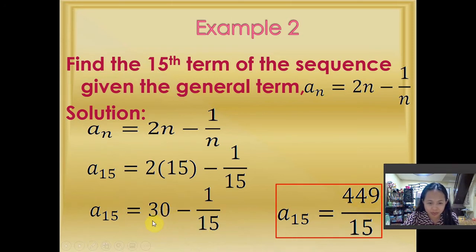This 30 here has a denominator 1. So this will be 15 times 30, it's 450. Minus 1, because 1 times 1, that's 1. So minus 1 is 449 over, multiply the denominators. We have here denominator 1 and we have here 15. 1 times 15, that's 15. So our denominator here is 15. So therefore, our 15th term is 449 over 15. As simple as that. How did we get it? Again, substitute n by 15. Then simplify. So we come up with that 15th term.